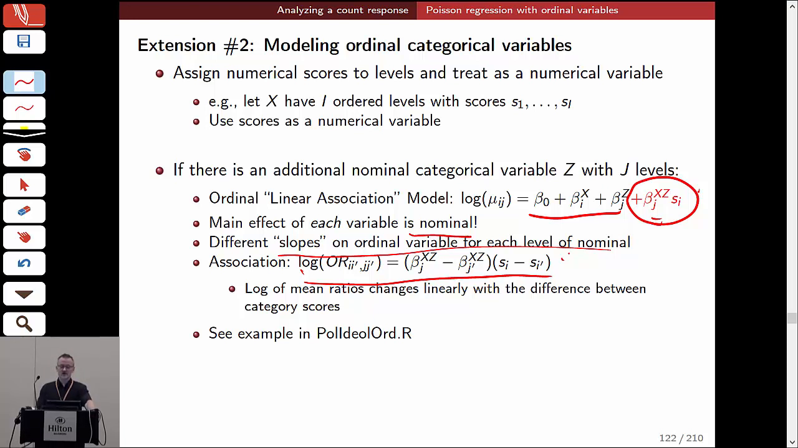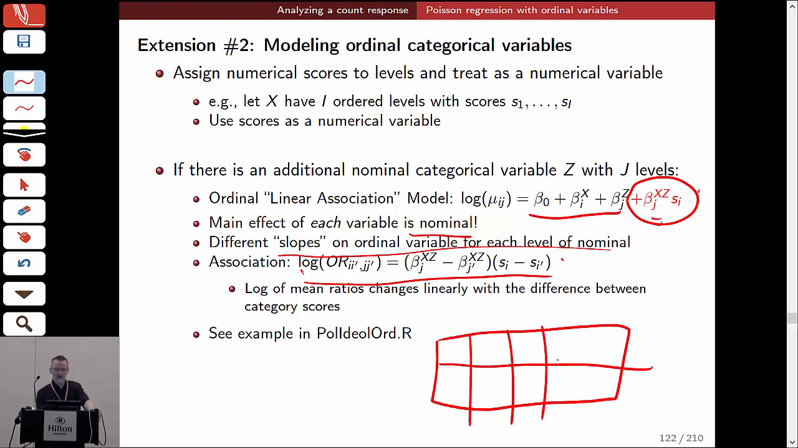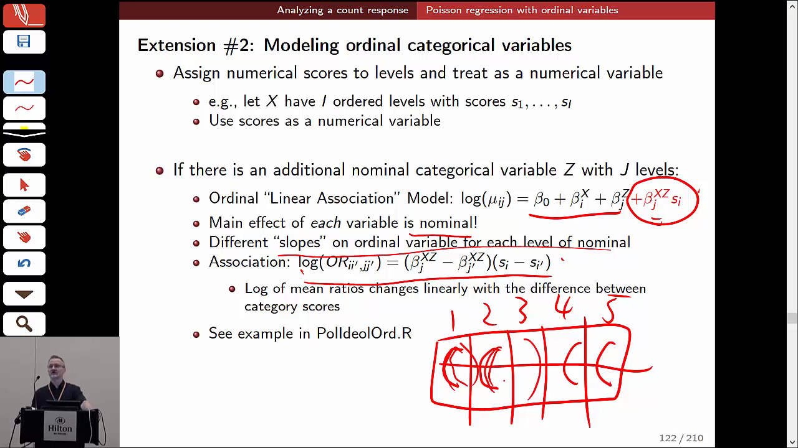It says that the log of the mean ratios changes linearly with the difference between the category scores. So that means, for example, in my political ideology example, if these scores are 1, 2, 3, 4, and 5, the log of that ratio compared to the log of that ratio is the same as the log of that ratio to the log of that ratio, because all of those cases are 1 unit apart. And furthermore, the log of the ratio between 1 and 2 is half the size of the log of the ratio between 1 and 3, because those are 2 units apart. So you're just putting a model on how the log ratios are going to change across the levels of the ordinal variables. And there is an example in the political ideology ordinal R program.